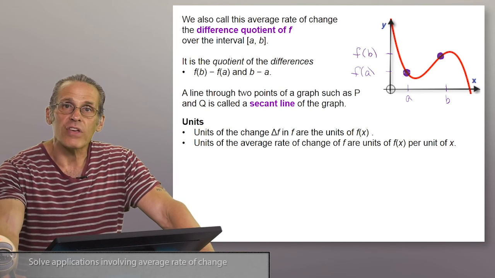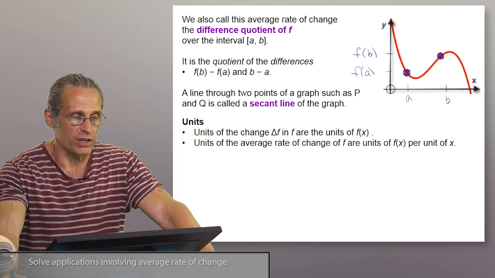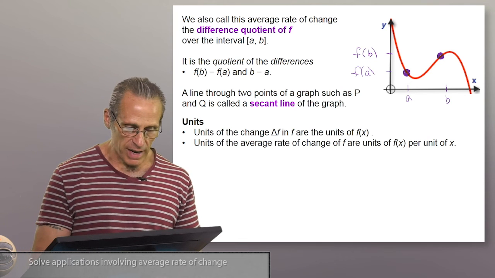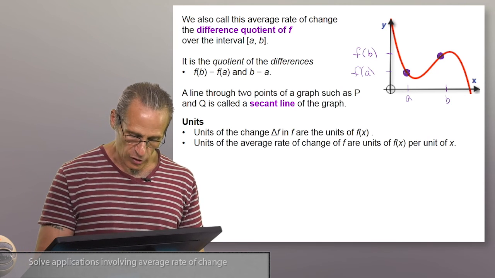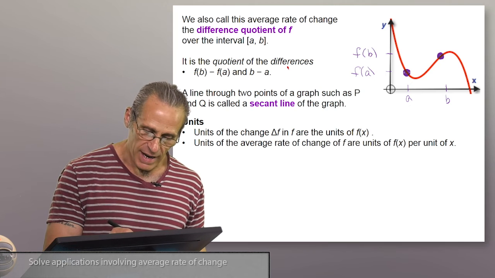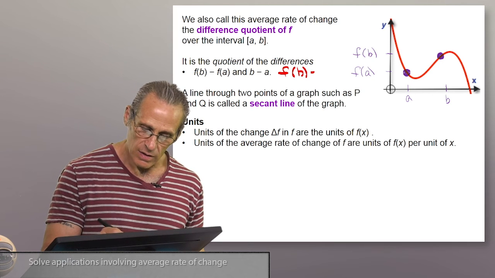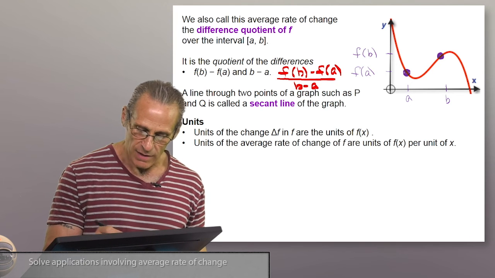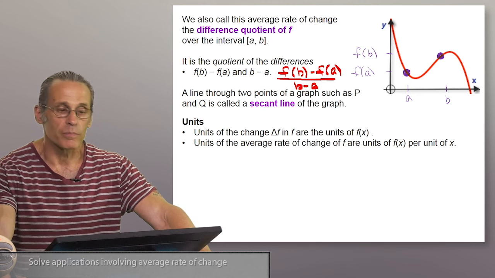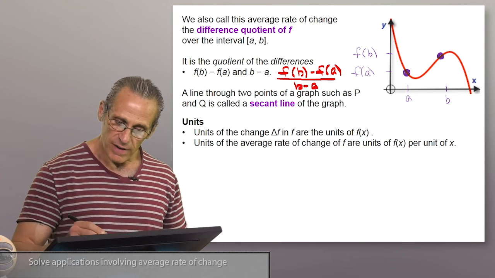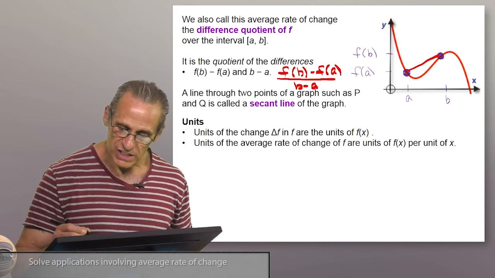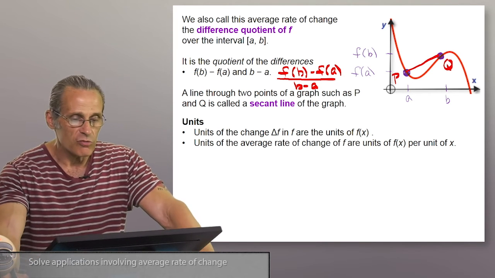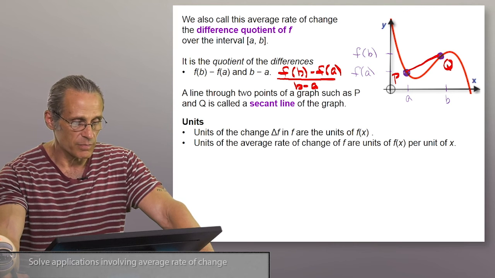Now, we can also call this average rate of change a difference quotient on an interval a to b. But it's still the quotient of differences between f of b minus f of a and b minus a. So my difference quotient, I can write as f of b minus f of a all over b minus a. That's the same formula we had a moment ago. And again, if I draw a secant line from point P to Q, this difference quotient represents the slope of that secant line.